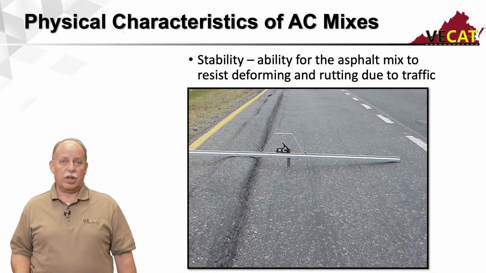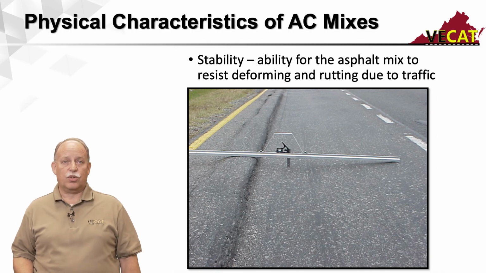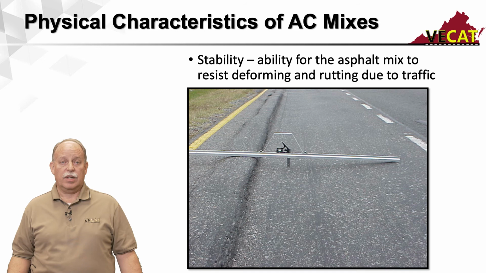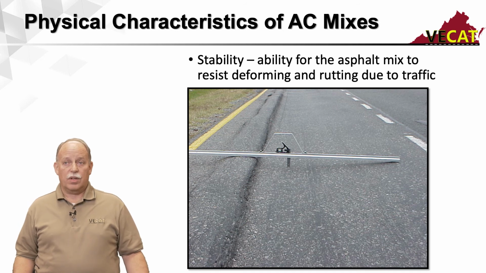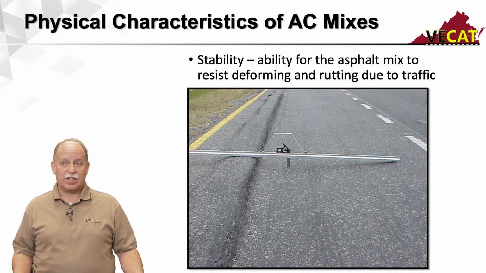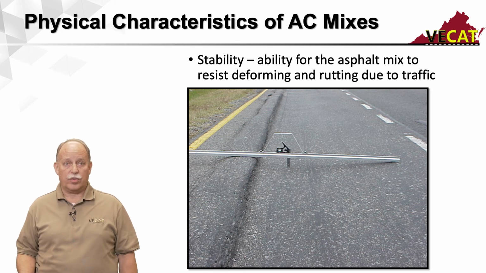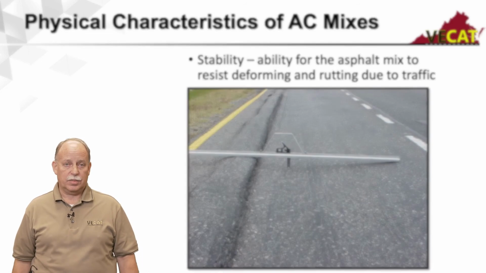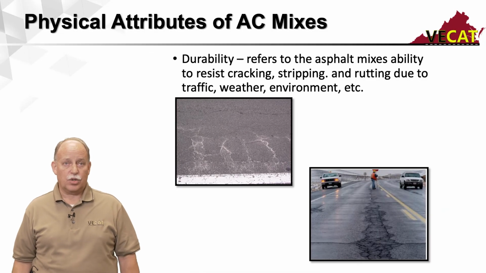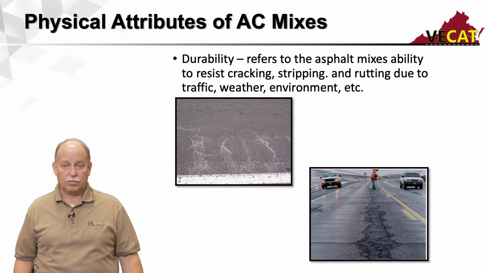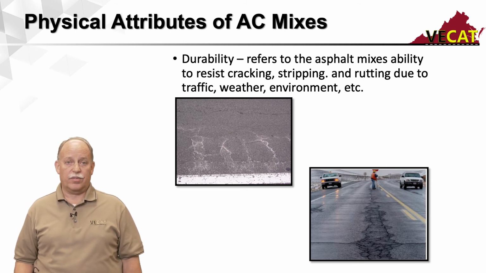So stability. Stability is the ability of the asphalt mix to resist deforming and rutting due to traffic. You can see right here in this picture, this is one that obviously rutted. So for whatever reason, it did not remain stable over its life and it rutted. And this is what we're trying to avoid with our mixes. So we need stable mixes. We need durable mixes. Durability refers to the asphalt mix's ability to resist cracking, to resist stripping, and rutting due to traffic, weather, and the environment.